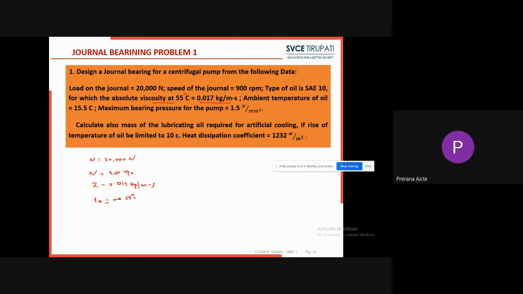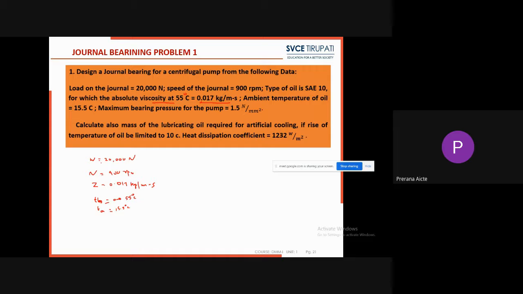Okay. Next, ambient temperature. That means this one is called the bearing temperature, that is the TB value, and one more is called the ambient temperature, that is TA, equal to 15.5 degrees Celsius. Please keep in mind, we have three temperatures. One is the bearing temperature or absolute temperature, both are the same. Ambient temperature, and one more is the oil temperature or rising temperature.